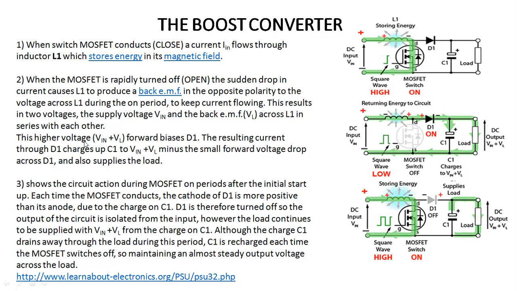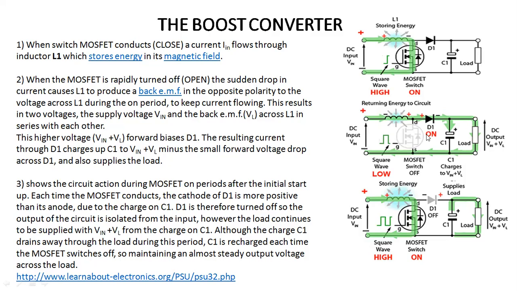So here, this higher voltage forward biases the diode, because when we give the input voltage and the switch becomes closed, it produces the back EMF. Because of this, the voltage increases, and the input voltage and the back EMF bias diode D1 in the forward biasing condition. So current will flow through diode D1, which charges C1.